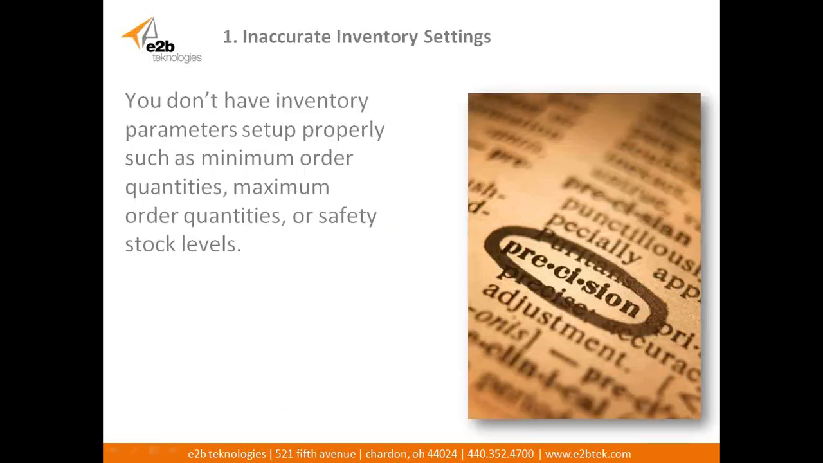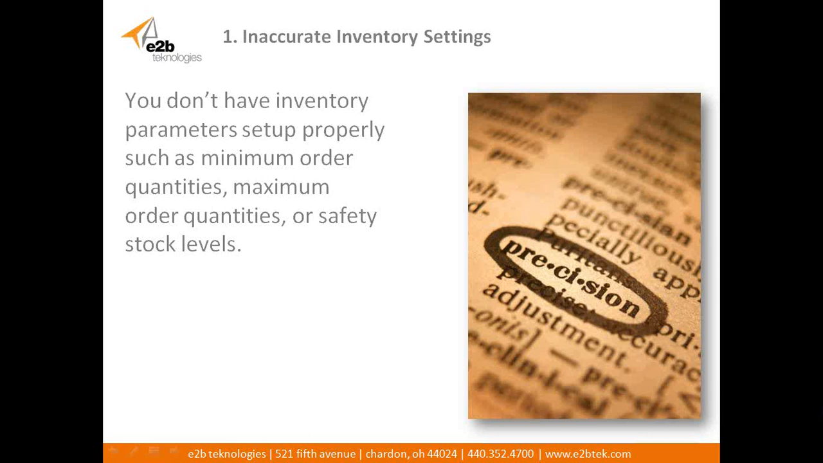So let's take a look at some of these mistakes. And the first one, you guys probably already knew this, is inaccurate inventory settings. We run into companies every single day that are missing values in one or two or dozens of their inventory settings in their system. And that's going to have an impact on your distribution plans and your manufacturing plans.